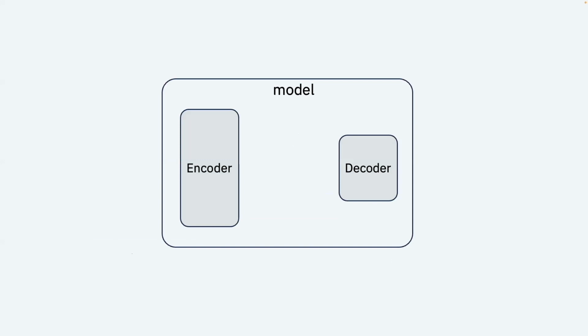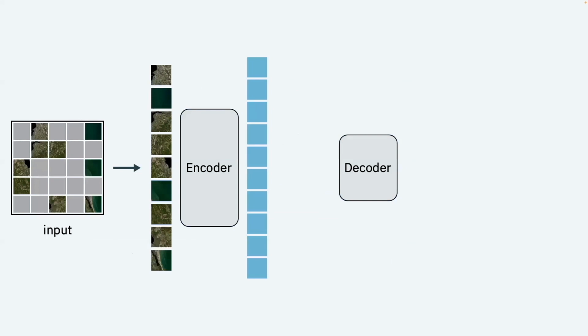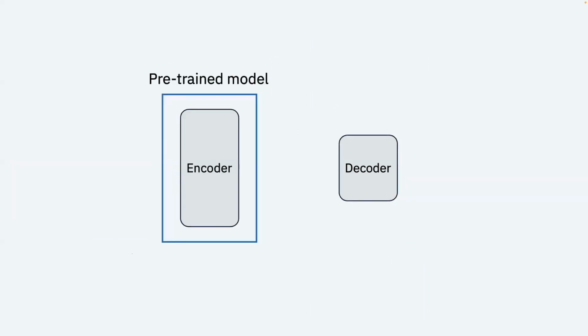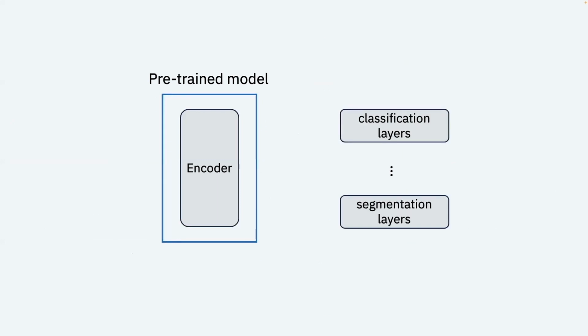The model actually has two parts, an encoder and a decoder. The encoder receives the image patches and extracts features from them. The decoder then receives those features and reconstructs the original image. If we train the model like this with a lot of data, the encoder becomes really good at extracting relevant features. And this is what we leverage when using the model for a downstream application. Once training is done, we can replace the decoder with any suitable set of layers for a specific downstream task and fine-tune the model for that task.